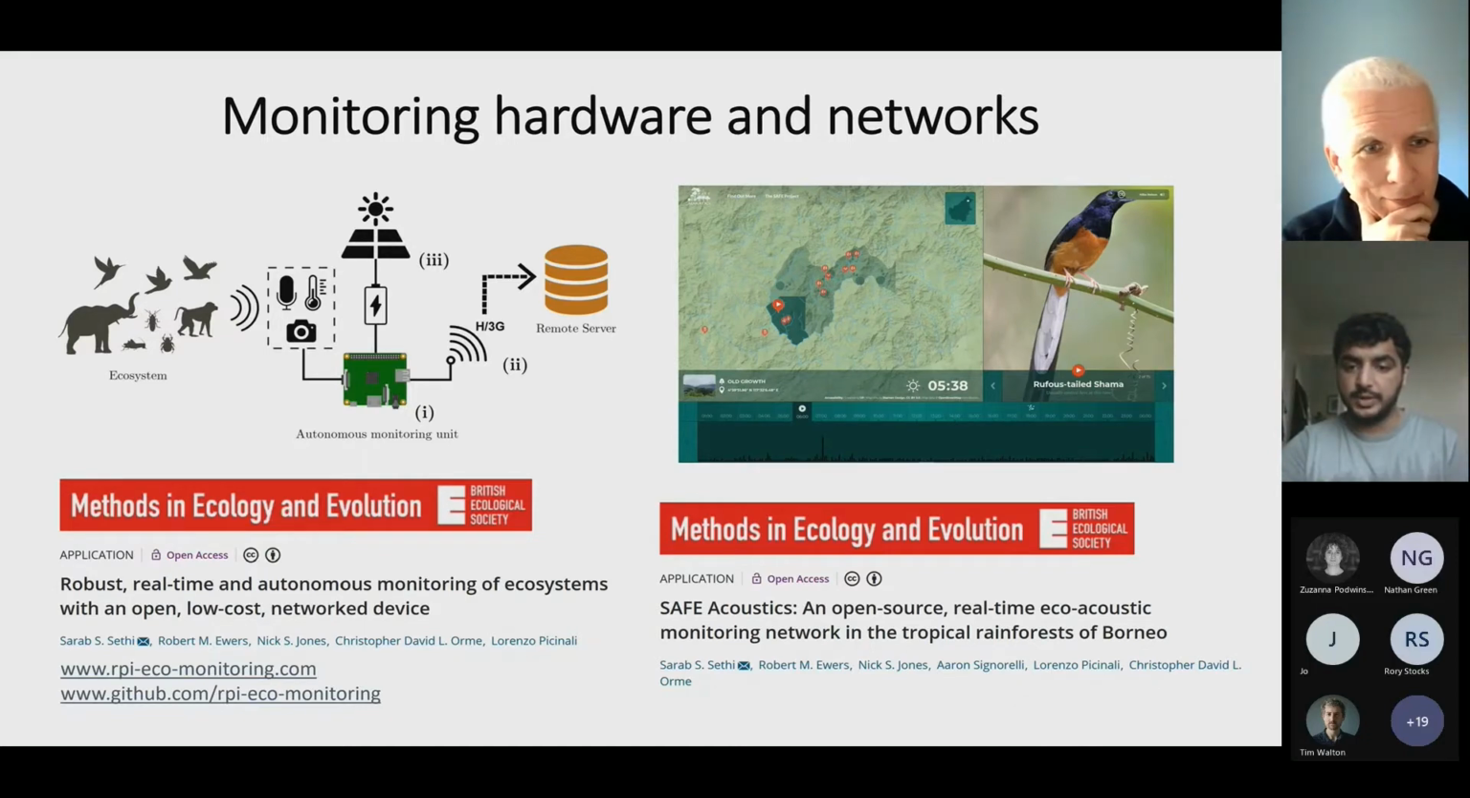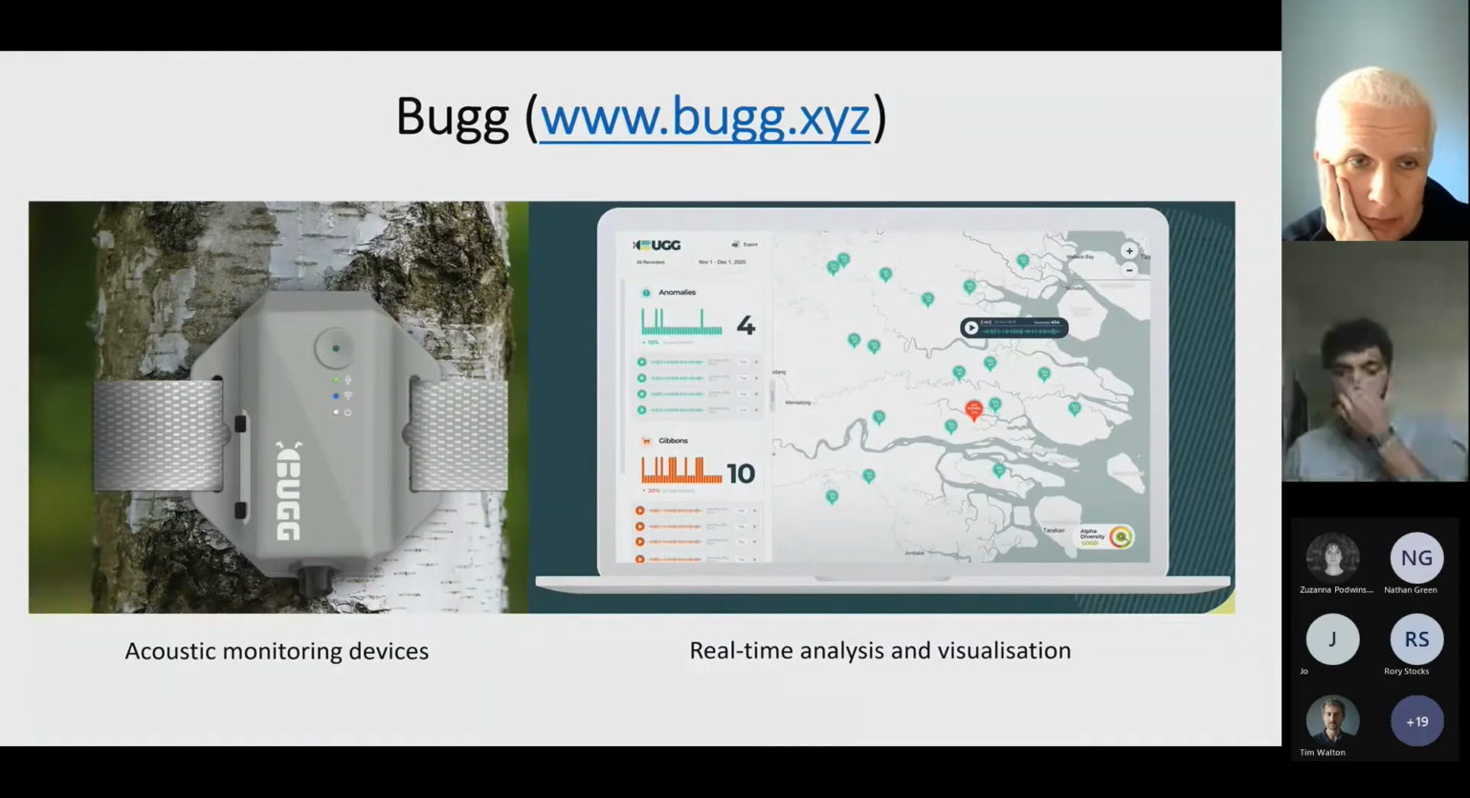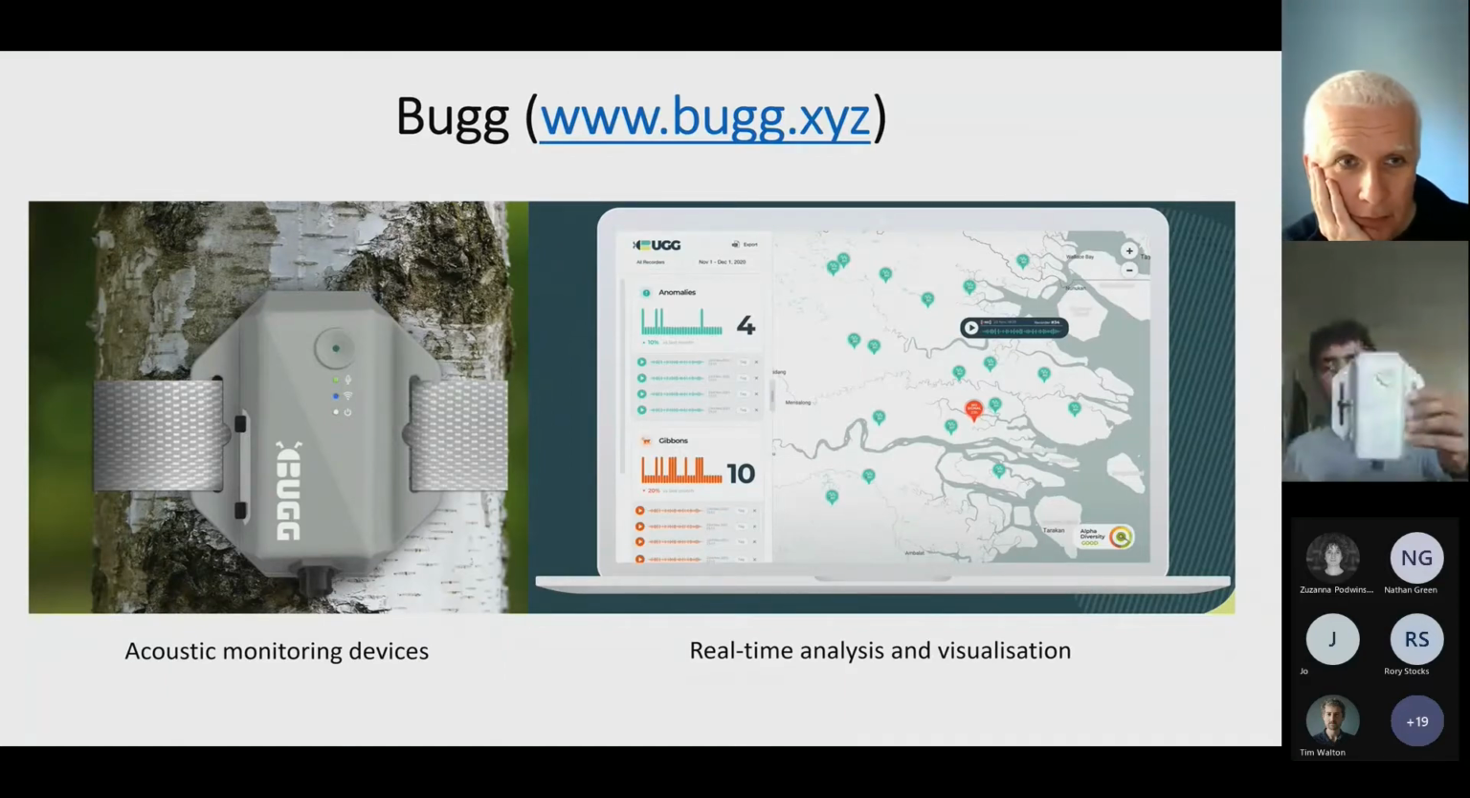Now this was all well and good, but the devices were very much off the shelf, and the computational infrastructure was very much built in-house. So it wasn't the most reliable thing. To build off that, we got EPSRC Impact Acceleration Account funding to take our idea and make it into a more commercializable, reliable device and infrastructure. And that's where Bugg came from, and that's what these devices are.